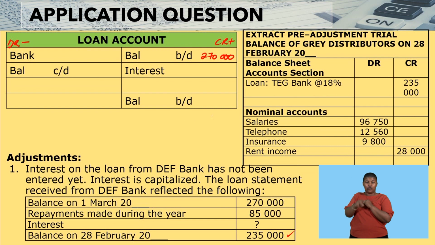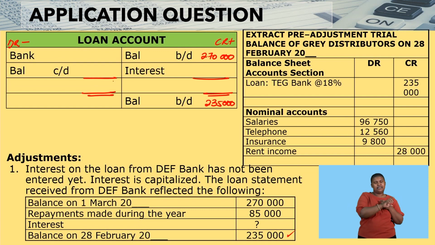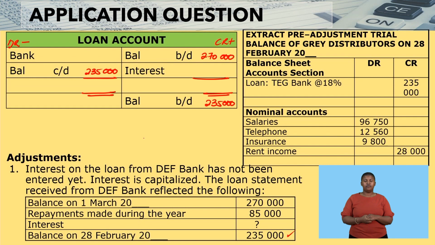So I'll come here and the balance brought down is 235,000. I understand that if it's BD here, it will then be CD on the debit side. So I'll come here, then this becomes 235,000, balance carried down. Now, I need this interest. So what else do I have? Repayments made during the year. I have repayments here of 85,000. So I'll come here, then I'll say bank 85,000. So my bank is 85,000 there.